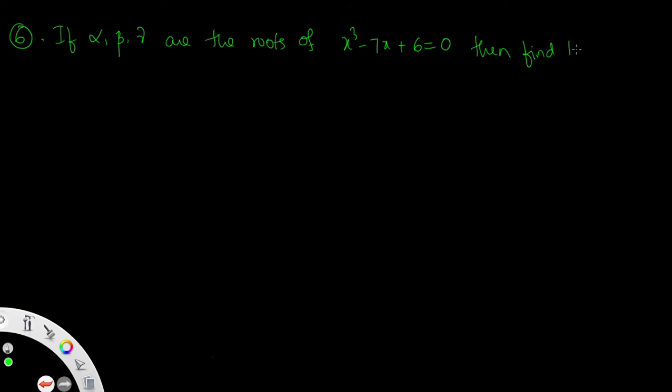Question number 6. If alpha, beta, gamma are the roots of x cube minus 7x plus 6 equal to 0, then find the equation whose roots are alpha minus beta whole square, beta minus gamma whole square, gamma minus alpha whole square.